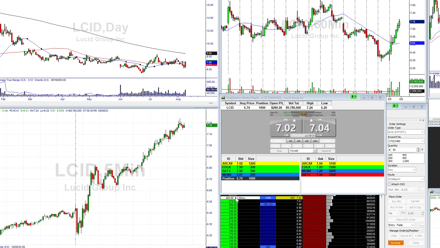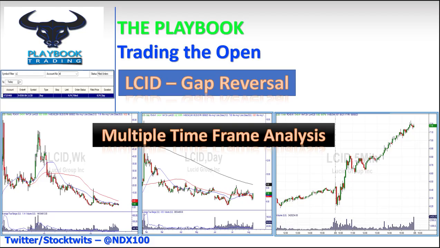Now, this trade would have been close to $1,200 straight in a few minutes of trading, because then you let the trail stop go, and it doesn't stop because it stays within the trend here. So combining multiple time frame analysis will always help you get the best results possible.